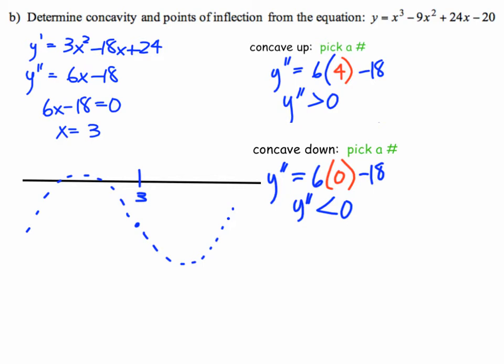And you can see that I've sketched a graph where the curve would be concave down, the inflection point, and then where it's concave up. So you can see that it does resemble the shape of a cubic graph.